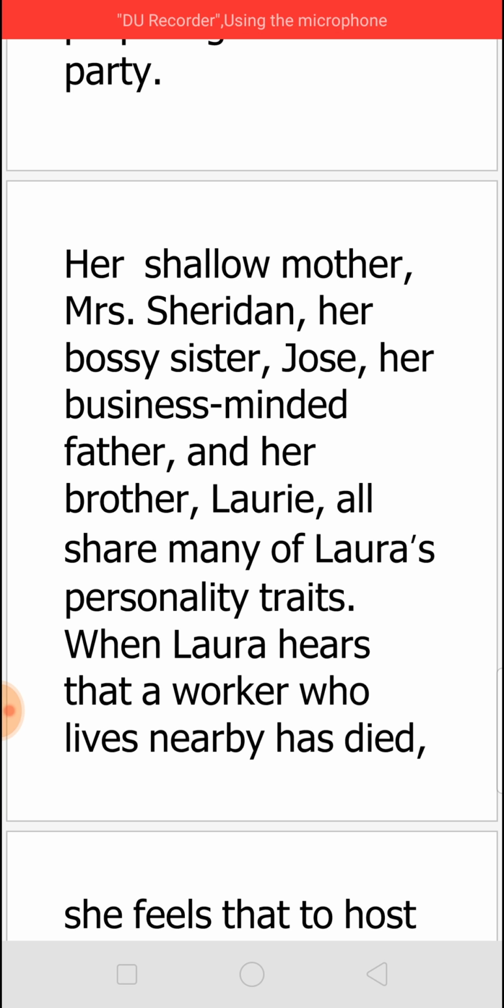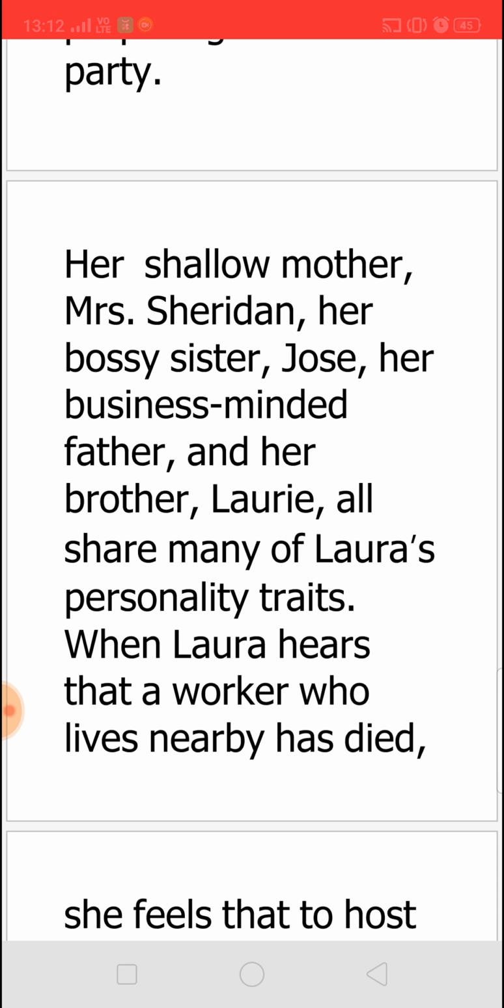Half of the short story is about how they are preparing for the garden party, what arrangements they are making for it, whom they are inviting, and who the important guests are who are expected for the party. All that only comes in the first half of the story.